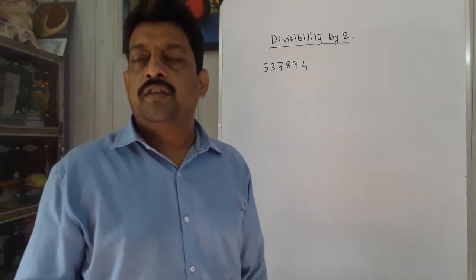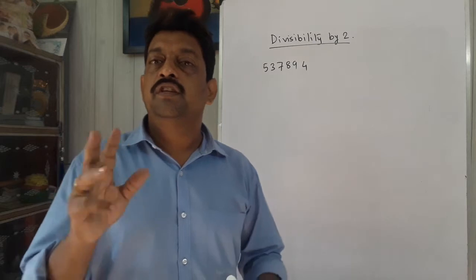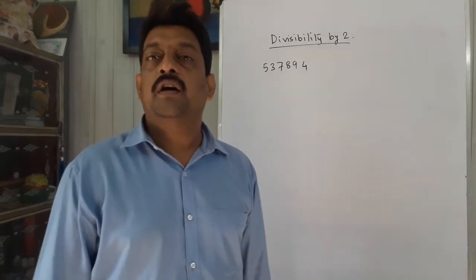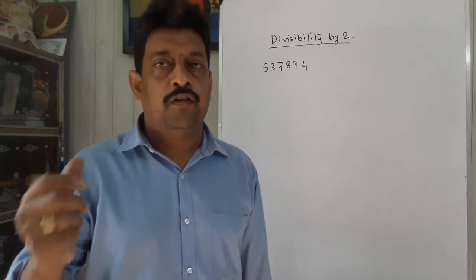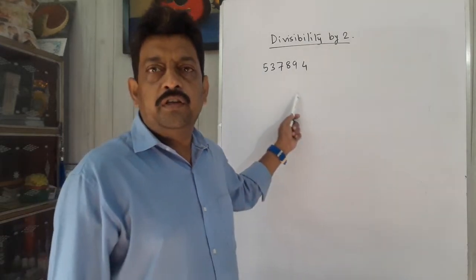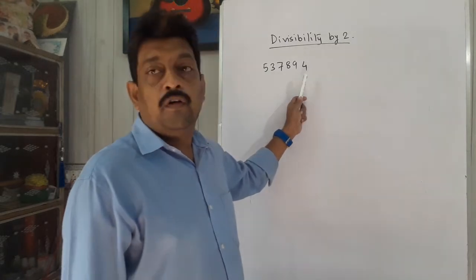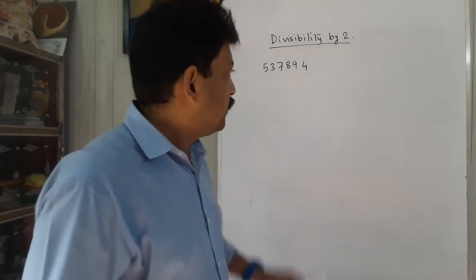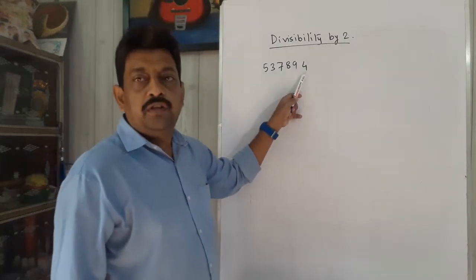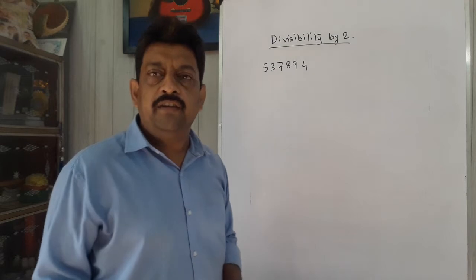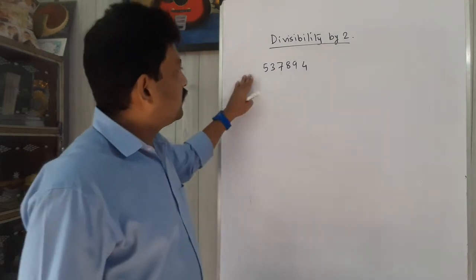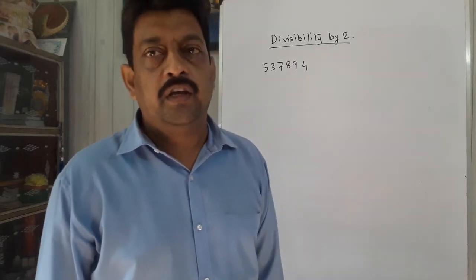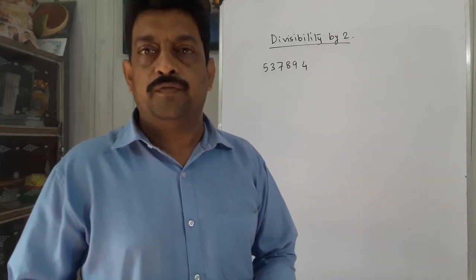The rule says that a number is divisible by 2 if the unit digit is an even number or 0. If the unit digit is an even number or 0, then the number will be divisible by 2. So here, as you can see, the unit digit is 4, which is even. Therefore we can say that the given number 537894 is divisible by 2.